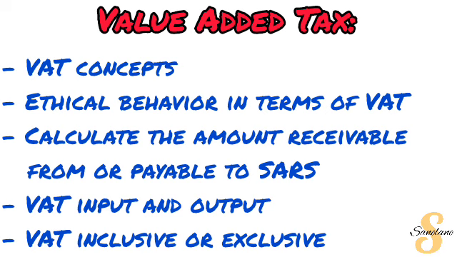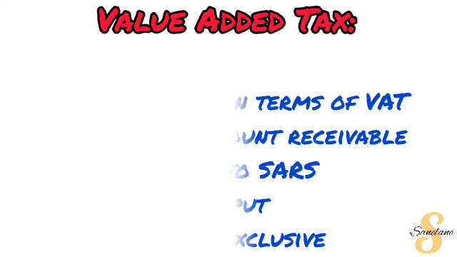Then when it comes to the calculations, you need to be able to calculate the amount receivable or payable to SARS. To do that, you will need to be able to differentiate between your VAT input and your VAT output and know how to calculate them using the VAT inclusive or the VAT exclusive fractions. So you will need to know your VAT fractions so that you will know what to do if it's inclusive and what to do if it's exclusive, and whether the amount falls as an input or an output.